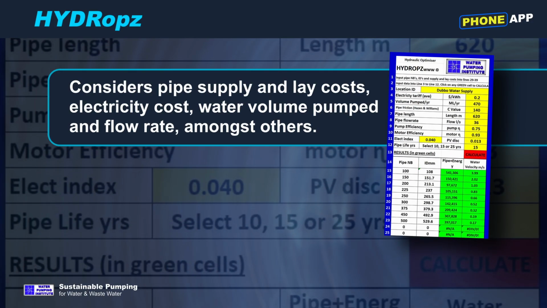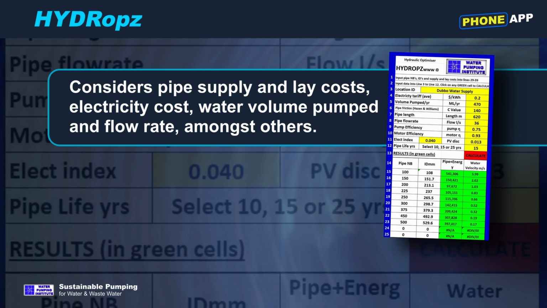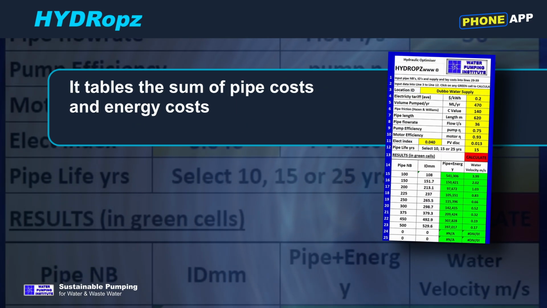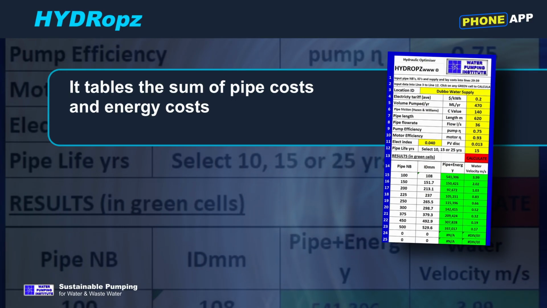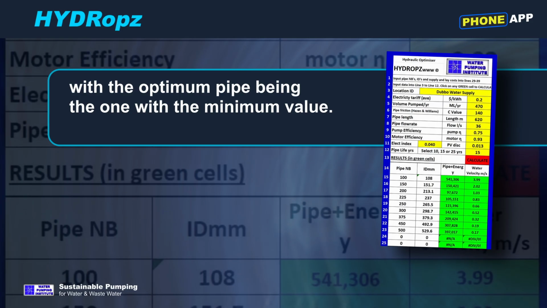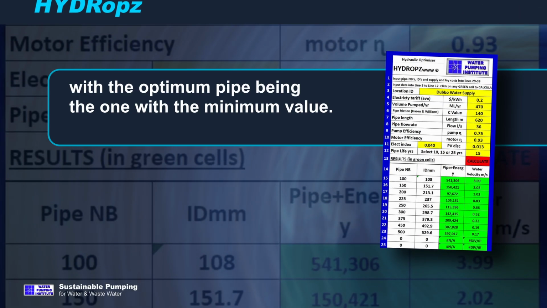It considers pipe supplier and lay costs, electricity costs, water volume pumped and flow rate, amongst other parameters. It tables the sum of pipe costs and energy costs for each pipe size over a given life cycle, with the optimum pipe being the one with the minimum value.